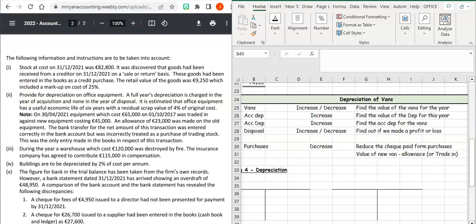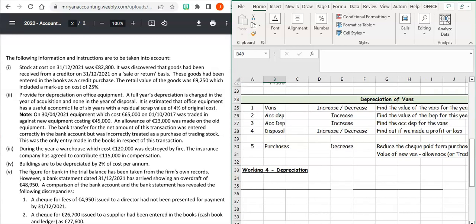Okay, so let's have a look at the second adjustment for McCormack, the 2022 exam paper for company accounts. So this is your depreciation one. So provide for depreciation on office equipment. So remember, anytime you get depreciation and you see it, you automatically know that there are 5 workings or 5 accounts that you need to adjust.